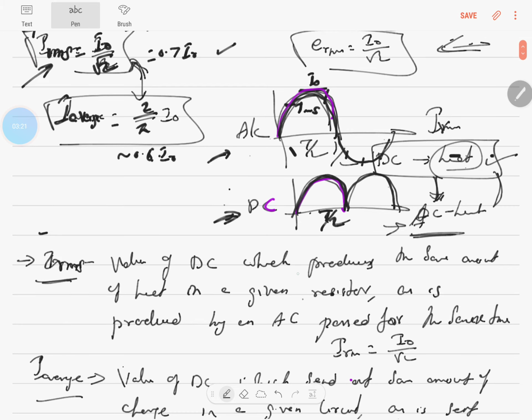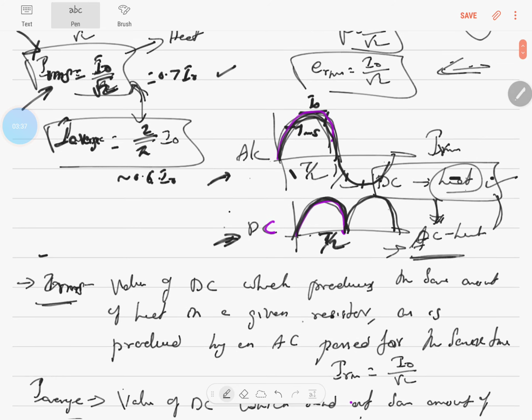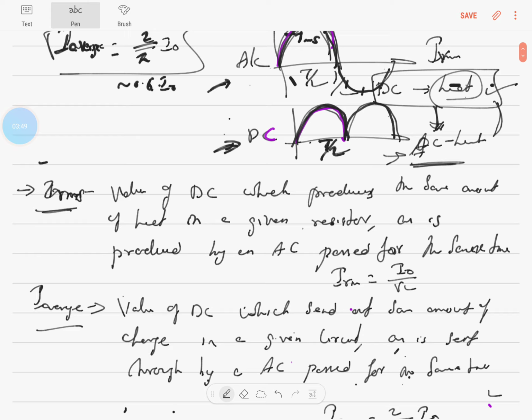The value of the DC current which produces the same amount of heat in a given resistor as is produced when AC is passed through for the same amount of time is called IRMS, which is I0 by root 2. The average value is based on the charge flowing through. They pass a DC through a circuit and find out how much charge flows through the circuit. The same amount of charge must flow through when AC is passed, and that's how they compare and arrive at an average value.